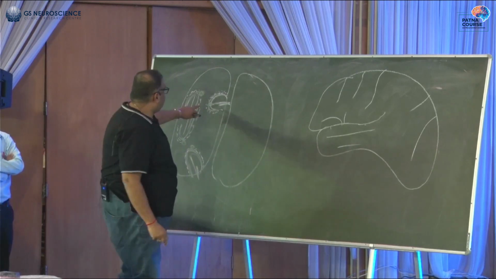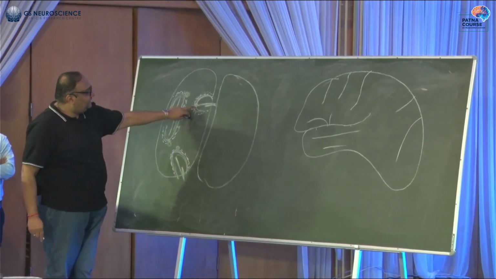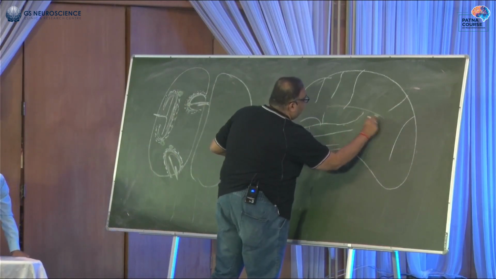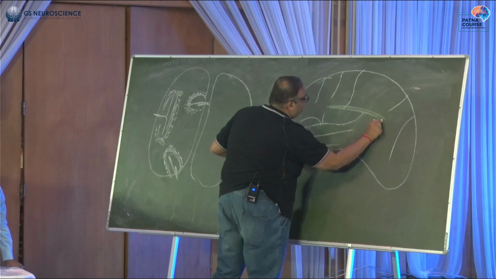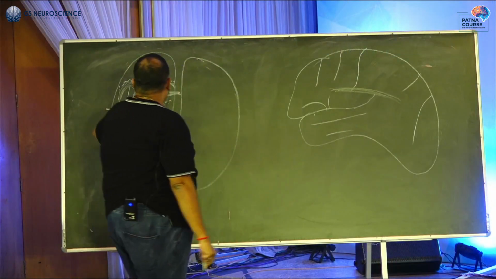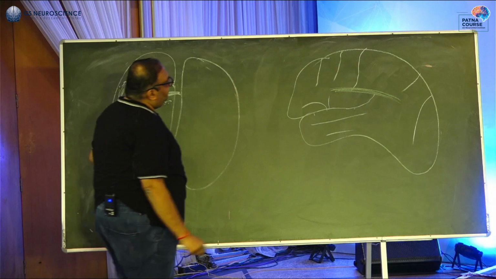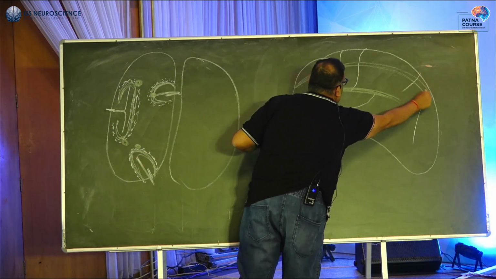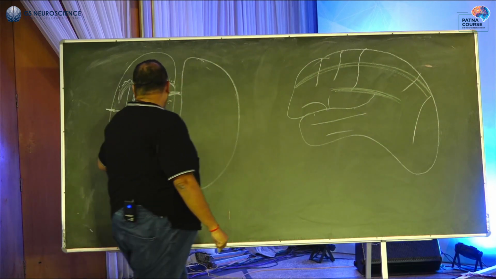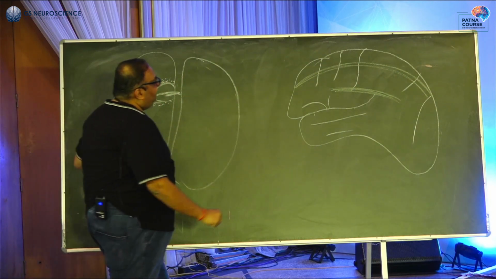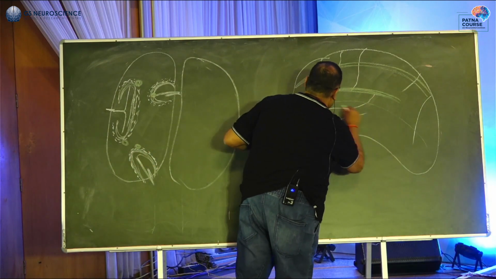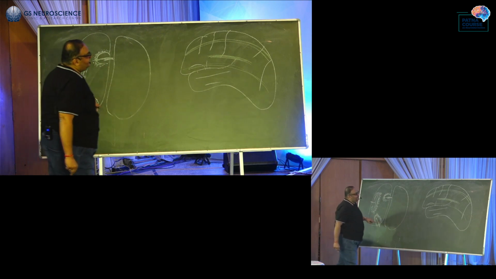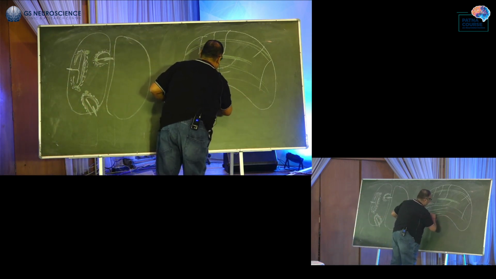ultimately give rise, for example, this one gives rise to the cingulate bundle. This one gives rise to the superior longitudinal fasciculus. This one gives rise to the inferior occipitofrontal fasciculus. And this one gives rise to the inferior longitudinal fasciculus.